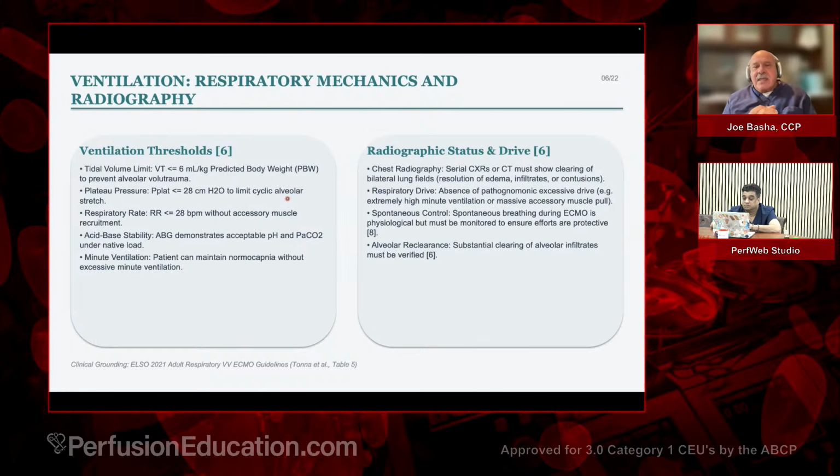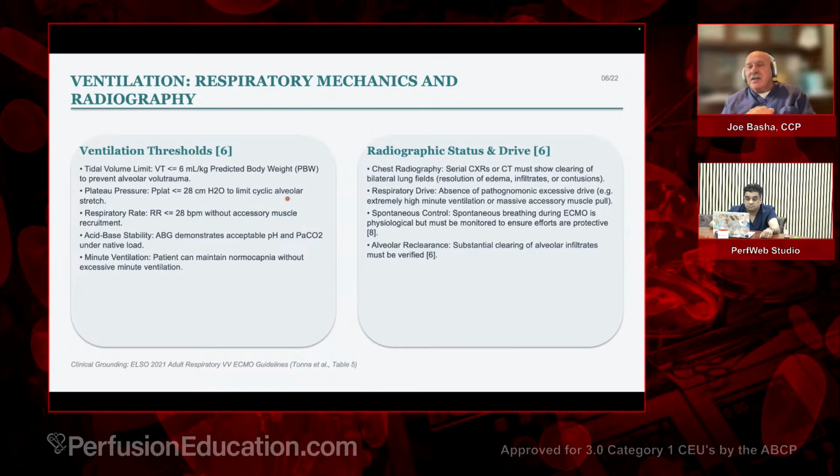Minute ventilation can maintain normal capnia without excessive minute ventilation. That's very important. You want to look at the chest x-ray. Is it clear? If you've got the edema resolved, the infiltrates, or if there were contusions, those have all cleared. You have an absence of pathologic excessive drive, in other words, high minute ventilation, tachypnea. We'll just leave it at that.